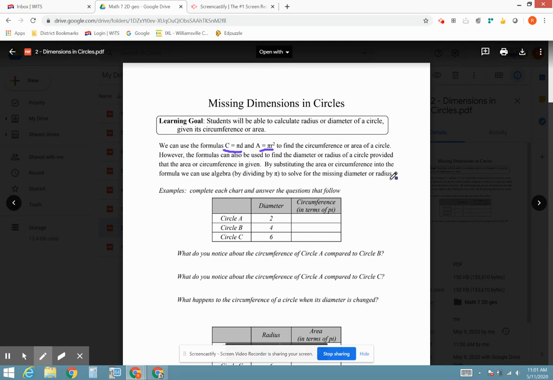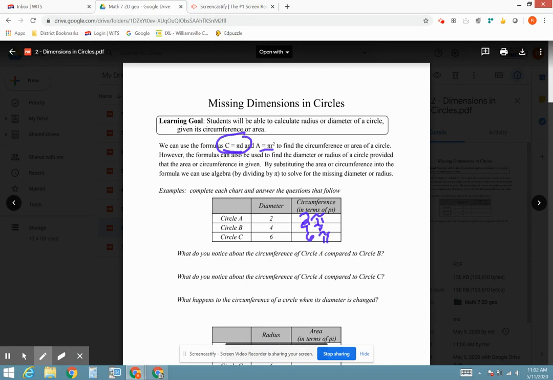So if we wanted to complete this chart, I know the diameter, and then I can find the circumference in terms of pi. Well, circumference is pi times diameter. So this is my diameter, then my circumference is 2 pi. Notice it says leave in terms of pi. Then this would be 4 pi, and this would be 6 pi.